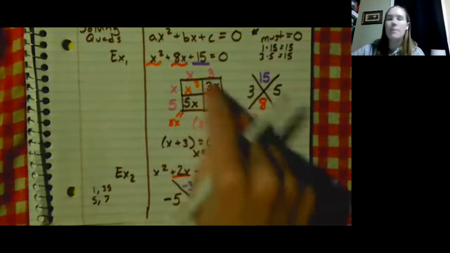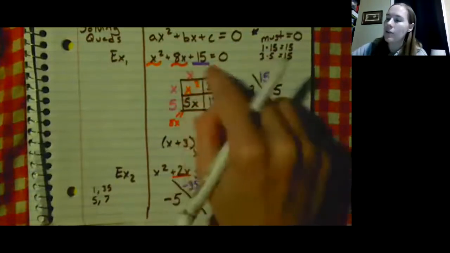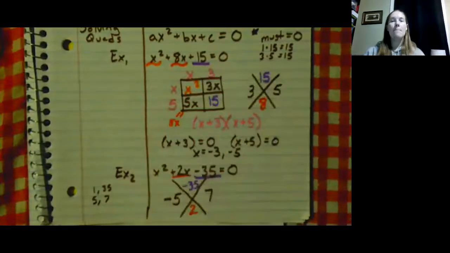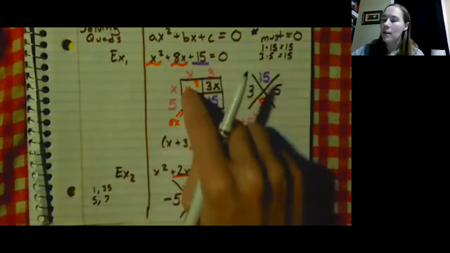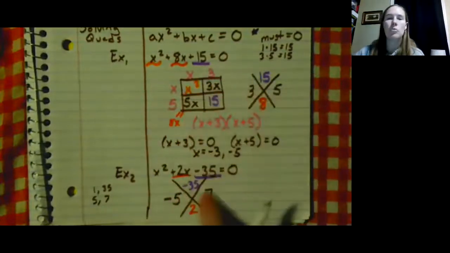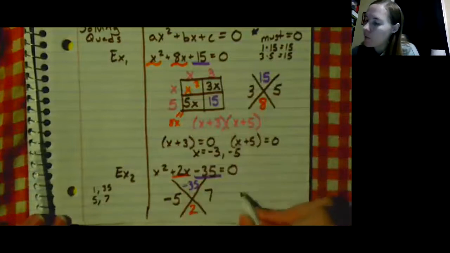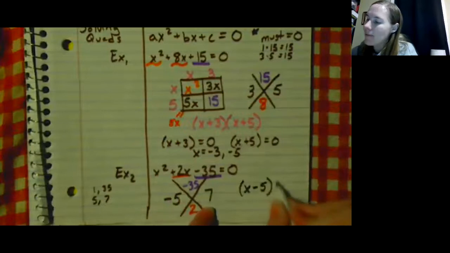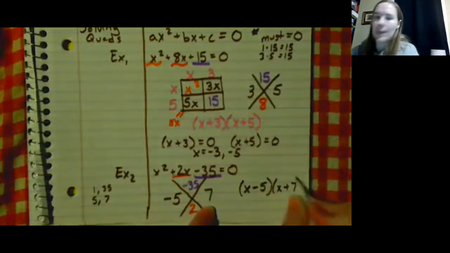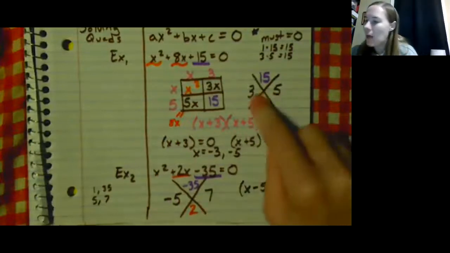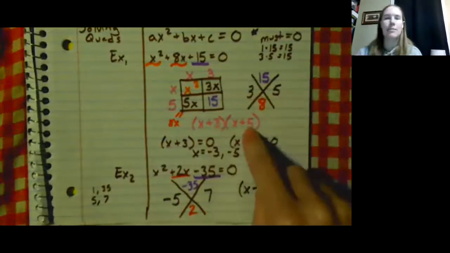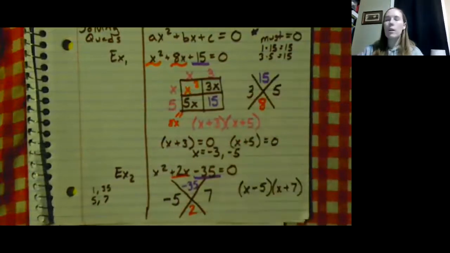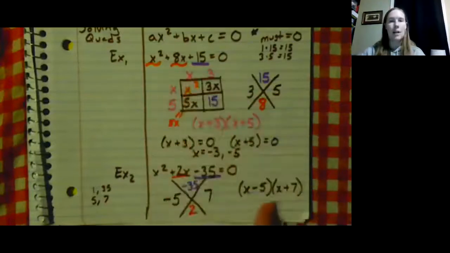Up here, we put it back into that box and figured out these tops. But because A is 1, we can go straight into our factored form from here. We can go straight into x minus 5 and x plus 7. See how we had x plus 3 and x plus 5 up here? When you're working when A equals 1, you can skip this step and go straight to here.